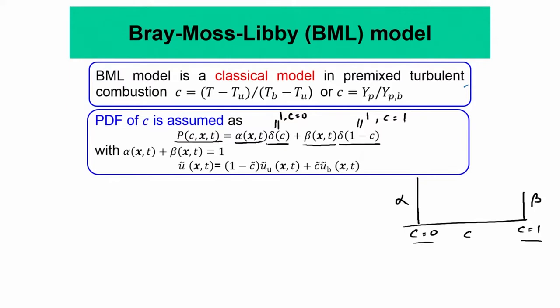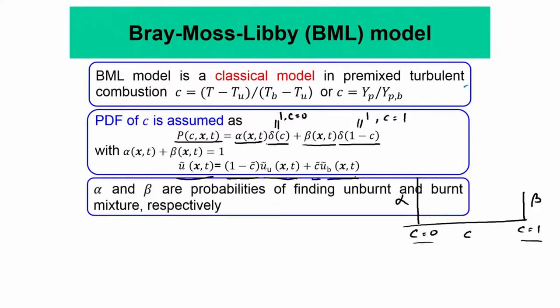Using these definitions, we can also define a Favre averaged velocity at any point, given by 1 minus C tilde, where C tilde is the Favre average, times u_u tilde plus C tilde times u_b tilde. This follows. The actual definitions of alpha and beta are the probabilities of finding the unburnt and the burnt mixture respectively. So this is what alpha and beta are.